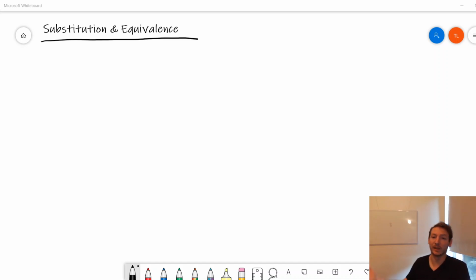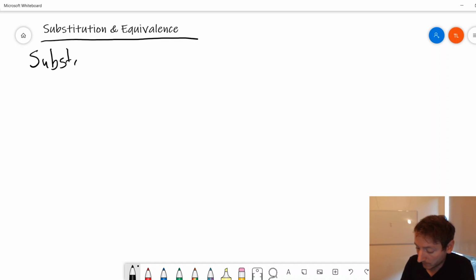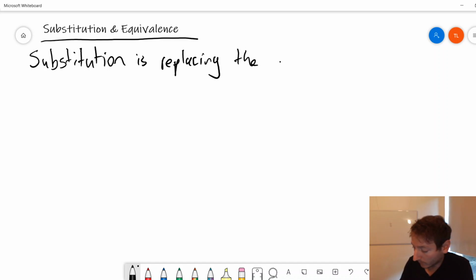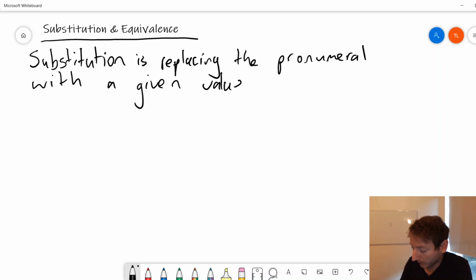What we'll be doing is we'll be taking the pronumeral, or the question mark, the value that we don't know, off the field, and we're putting a number in its place. So let's write that down. Substitution is replacing the pronumeral with a given value. So substitution is replacing the pronumeral with a given value.